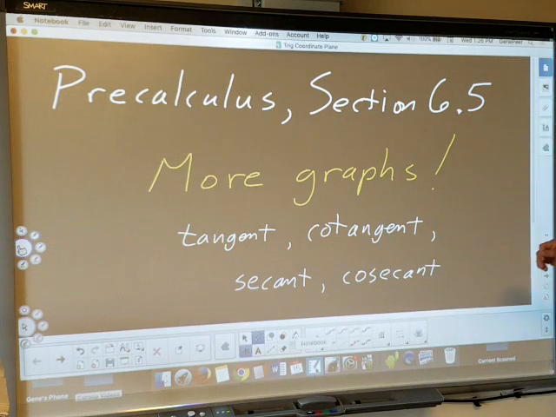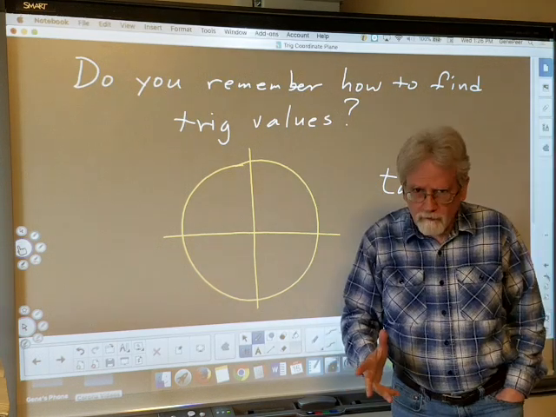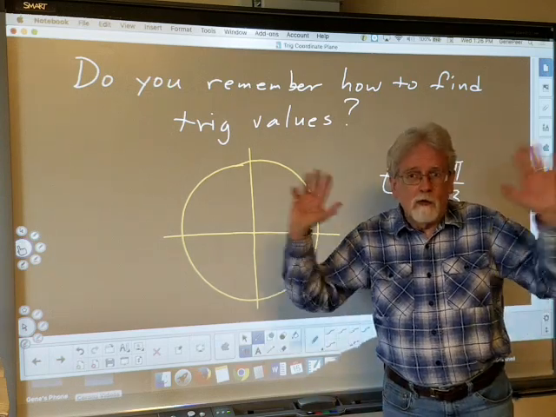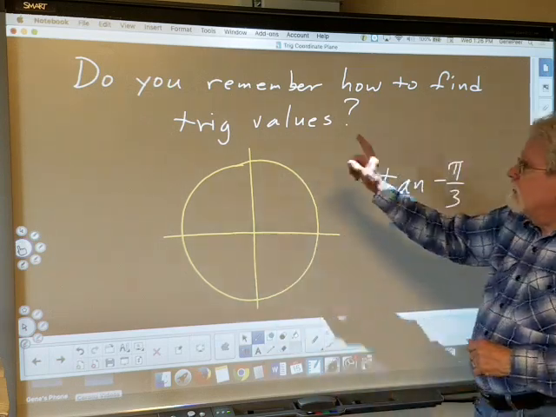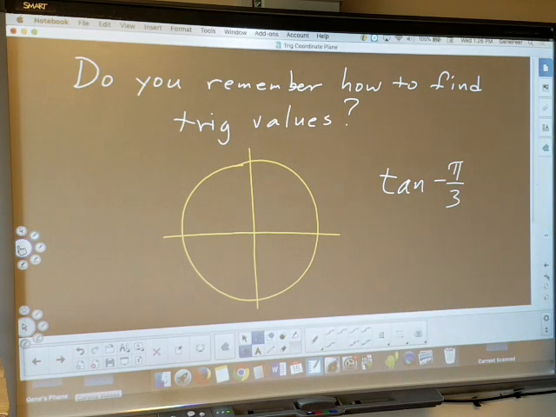All right, section 6.5, let's move on. First of all, do you remember how to find your basic trig values? It's been a long time. I mean, we had Easter break, and who knows how long ago it was before that. To find the values of the trig functions, let's do tangent of negative pi over 3.